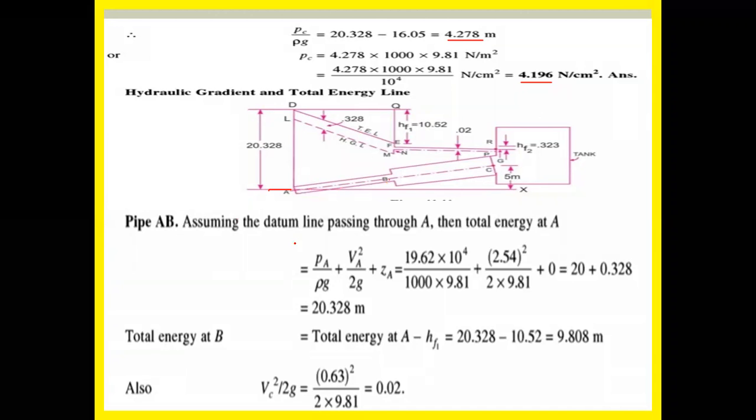A. Therefore, PA by rho G plus VA square. ఇది ఫార్ములా ఏది? హైడ్రాలిక్ గ్రేడియంట్ లైన్ formula, right? So PA by rho G plus VA square by 2G plus ZA is equals to pressure at A divided by rho into G plus VA square by 2G plus ZA. సో టోటల్గా చేస్తే మనకి 20.328 వచ్చింది. దాని ప్రెషర్ at B అంటే టోటల్ ఎనర్జీ at B దగ్గర టోటల్ ఎనర్జీ at A మైనస్ HF1 అంటే ఏంటి? లాస్ at B. సో 20 minus 10.5452, that is 9.8. Next also VC square by 2G, that is 0.02.